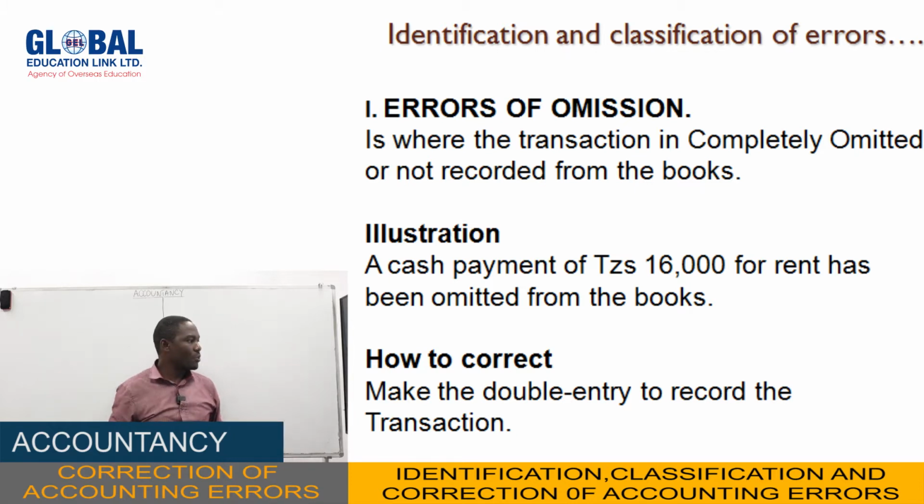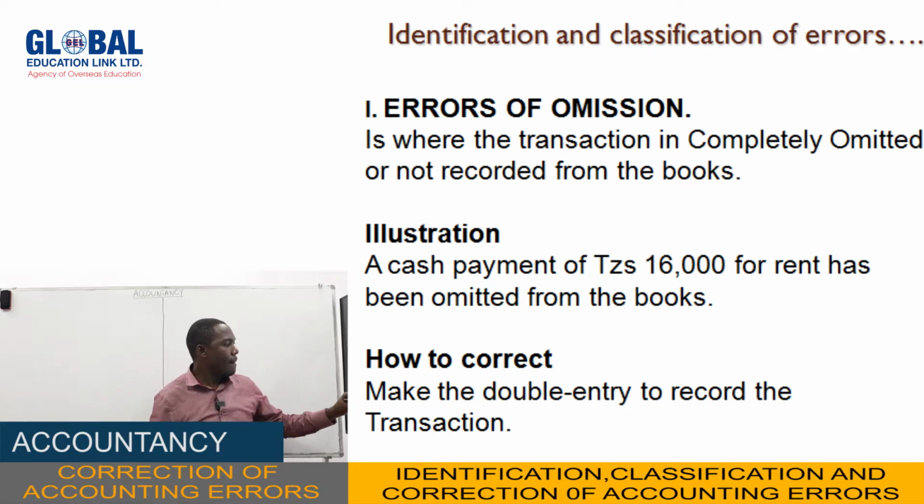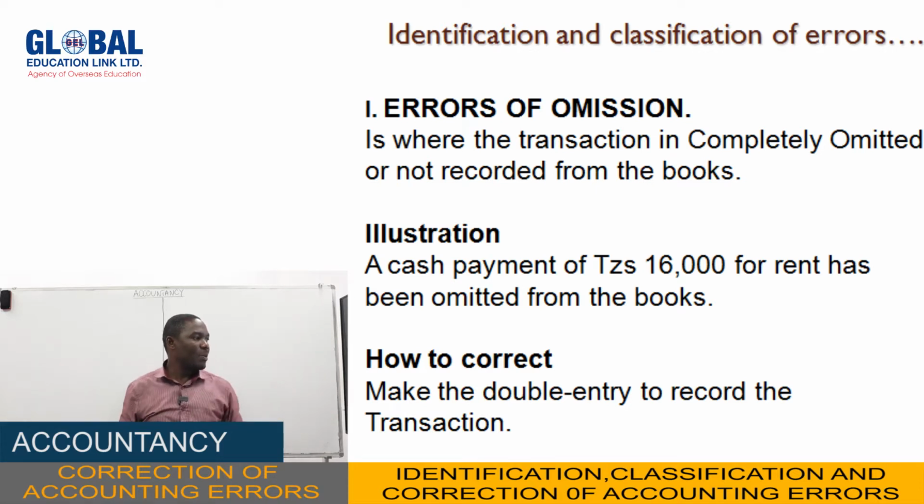How was it supposed to be done? That was a cash payment. We are supposed to debit rent expense and credit the cash account to recognize the cash outflow. So if it was not recorded, what do we do to put the matter right? Make the double entry to record the transaction. Let me show by illustration with the journal.